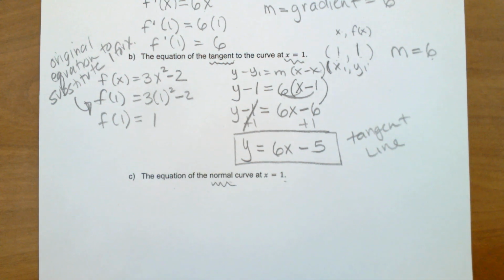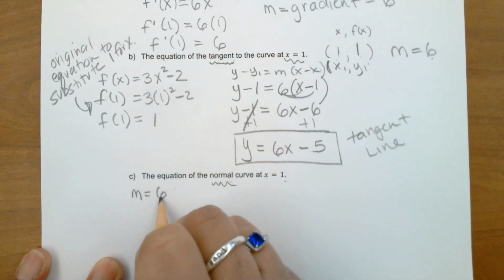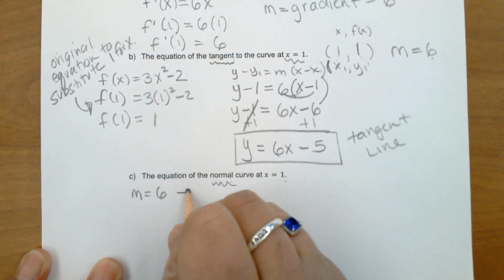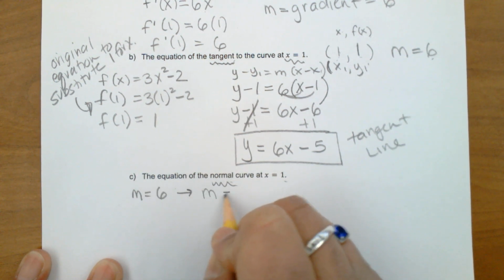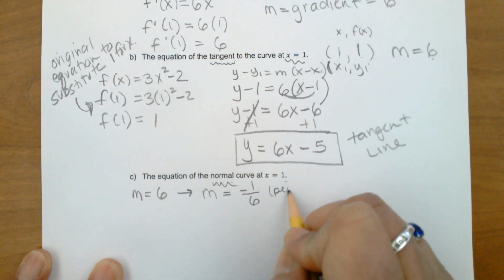So what do we have to do for the normal curve? Well, first we're going to have to get the perpendicular slope. So our original slope is 6. Now we have to transform that to get the perpendicular slope, so that's negative 1 over 6. And that's the perpendicular slope.